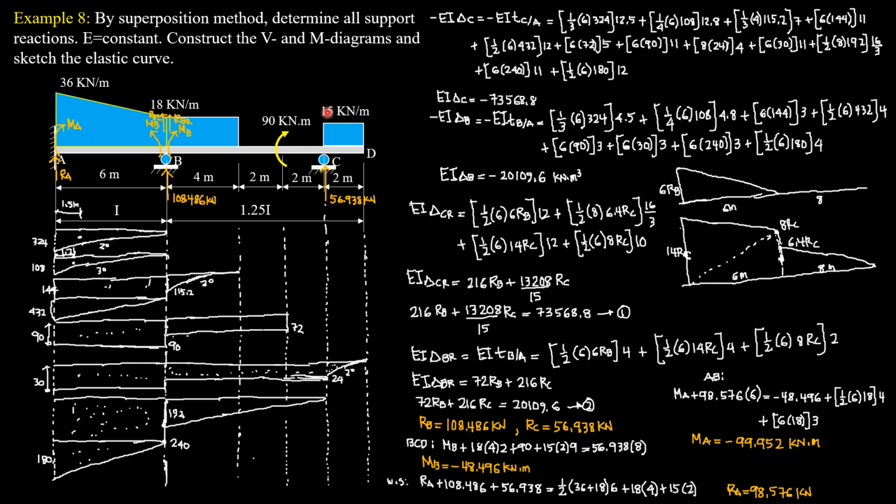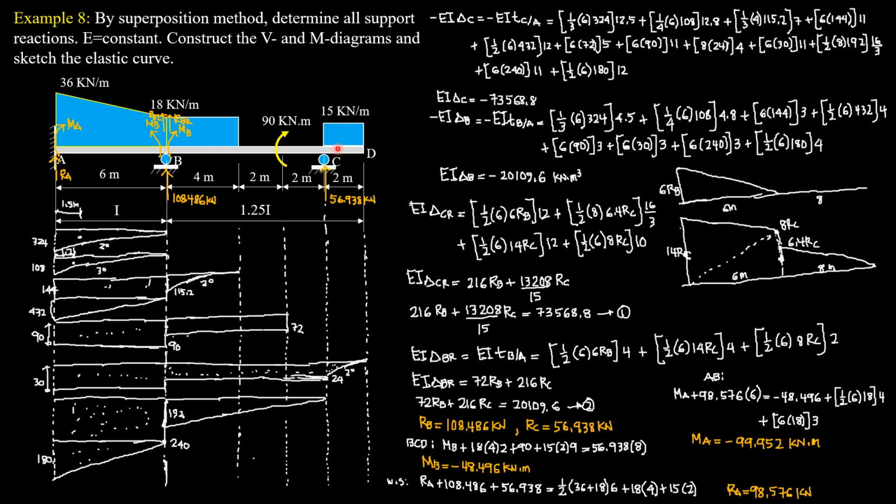Then for the last loading, we have 15 times 2 times 1, which is supposedly 30, but because the moment of inertia is 1.25, 30 divided by 1.25 is 24, and it is second degree. But it lies outside portion ABC. Then 24 is extended up to here. Then because the moment of inertia is 1.25, as it enters AB where the moment of inertia is just I, it goes back to 30.